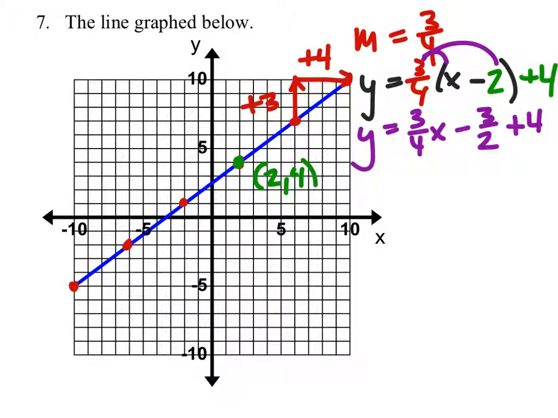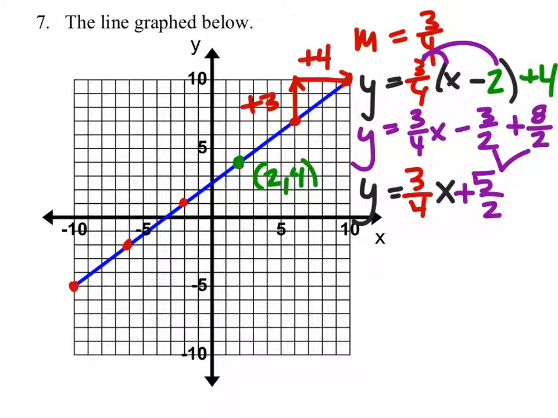Now I got negative 3/2 plus 4. To make this a common denominator, I'm going to change that 4 into 8/2, which should make the fraction addition there a little bit easier. So y equals 3/4, our slope, times the x. And then negative 3/2 plus 8/2, I get 5/2, a positive 5/2. And there's the equation for this thing. And I mean, we could have guessed that y-intercept is 2.5, but without the work, we can't know for sure.